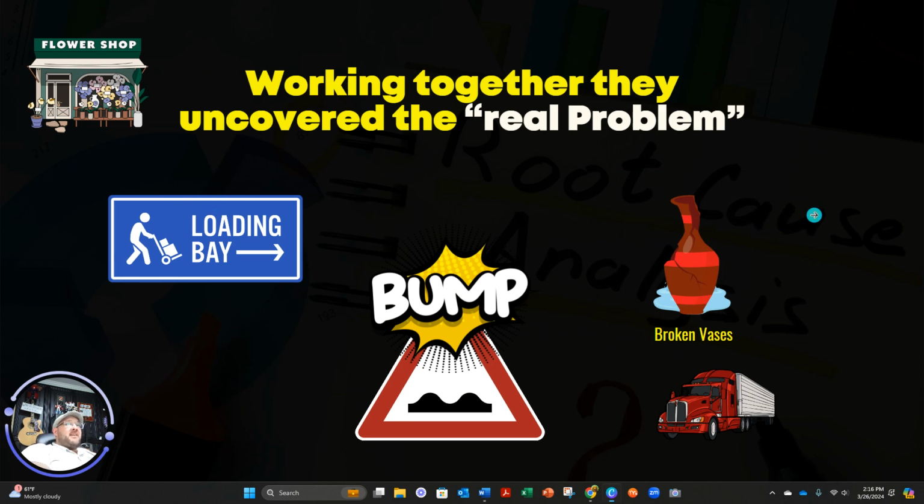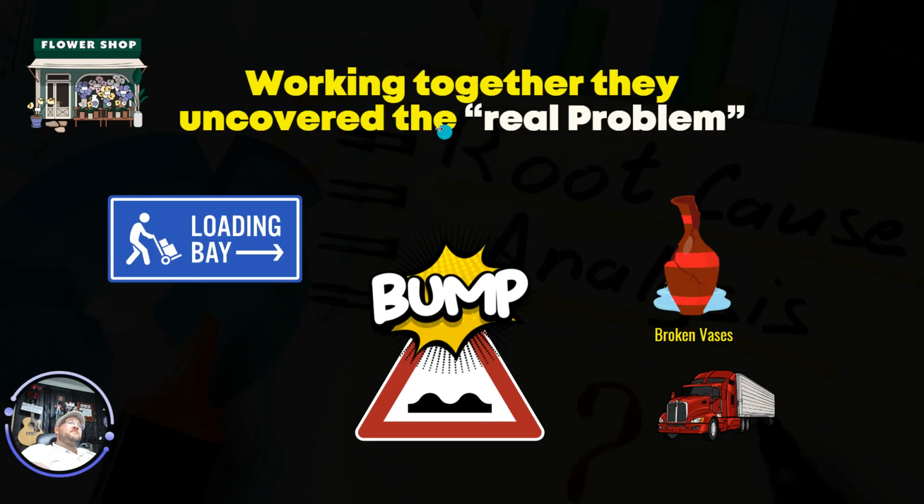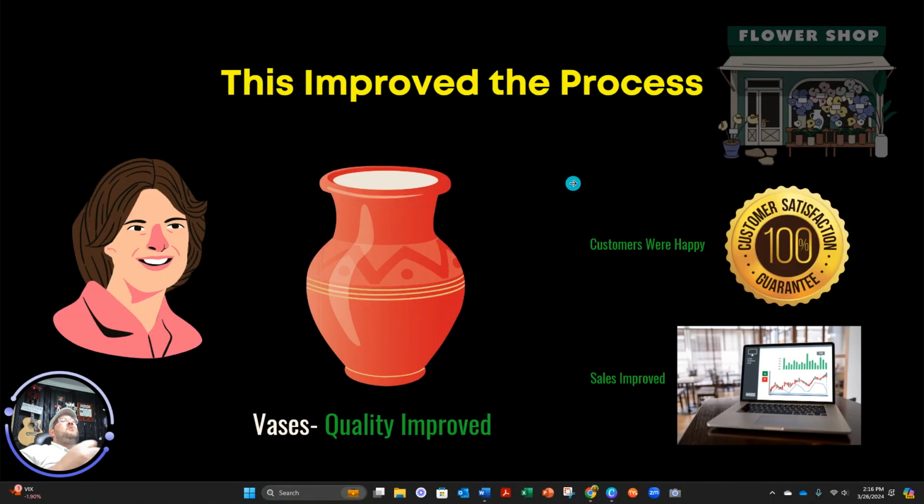Essentially, a bump led to broken vases. And working together, they uncovered the real problem of it. Overall, when they improved the quality of their product, customers were happy. When you can improve and create consistent quality, your sales are going to improve. And so that's what happened in Sally's flower shop.